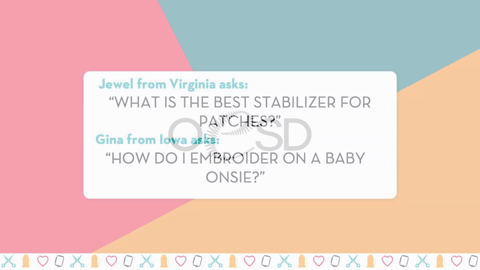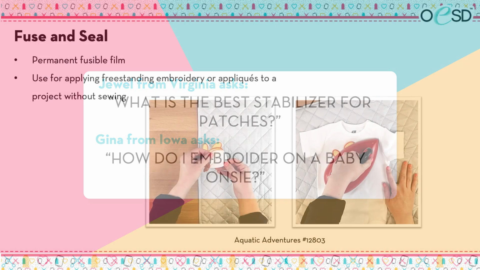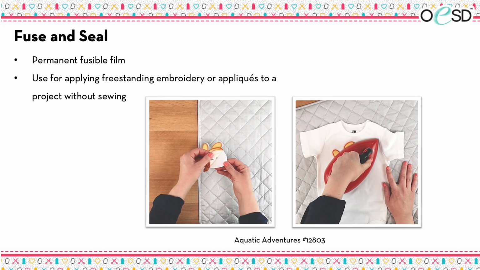So Hydrostick, really, really cool. So this is a twofer. Okay. So Joel from Virginia asks, what is the best stabilizer for patches? And Gina from Iowa asks, how do I embroider on a baby onesie? Fuse and seal. So this is the answer for a couple of things. So we're going to watch a quick video and we'll be right back.